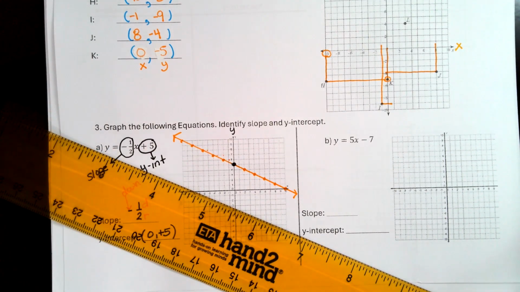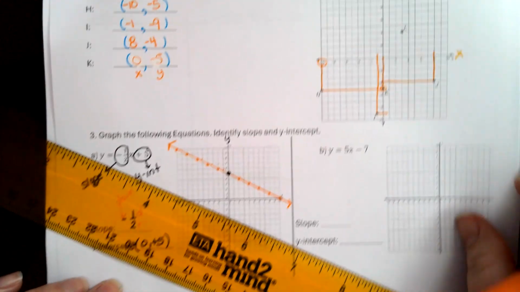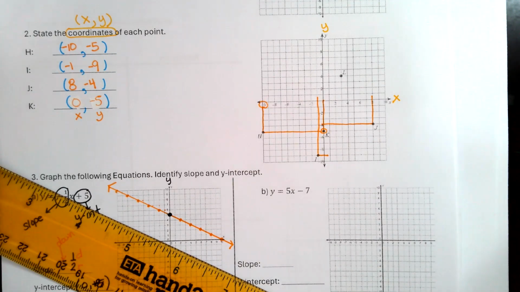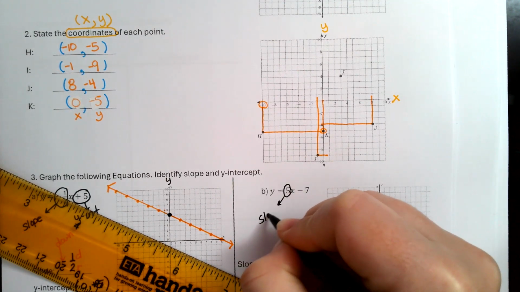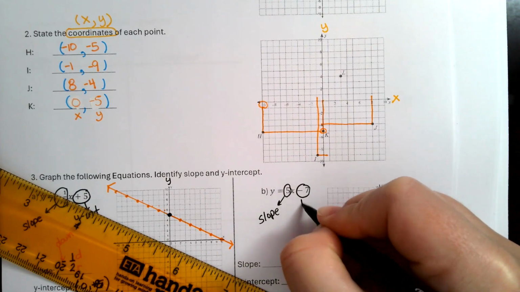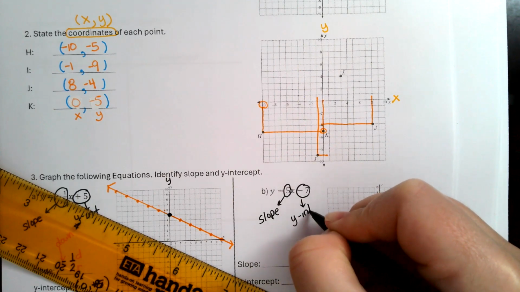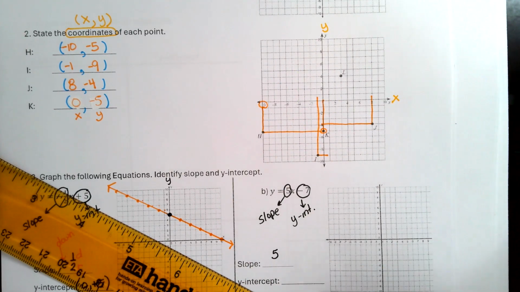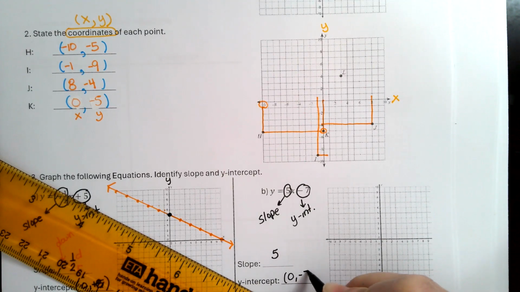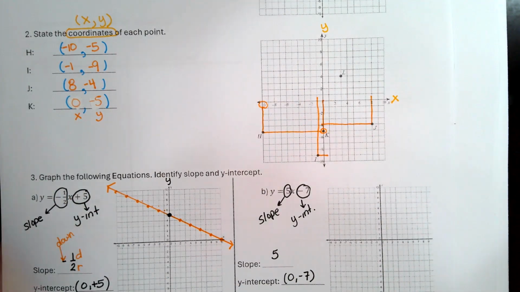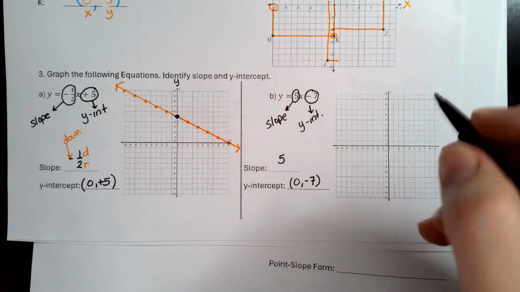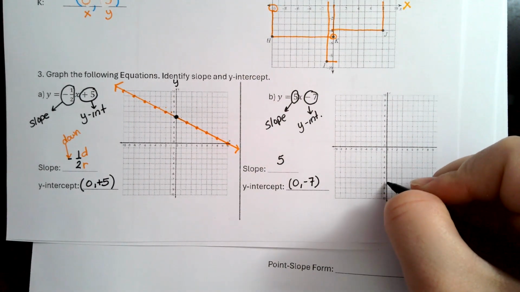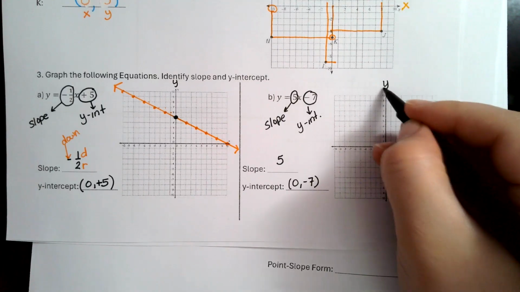Okay, let's go again. So again, the number in front of x, that is your slope. The number behind x, that's your y-intercept. So slope here is 5. Y-intercept is 0, -7. So again, so how do we graph? We're going to start with this intercept at -7. Find -7 on the y-axis.